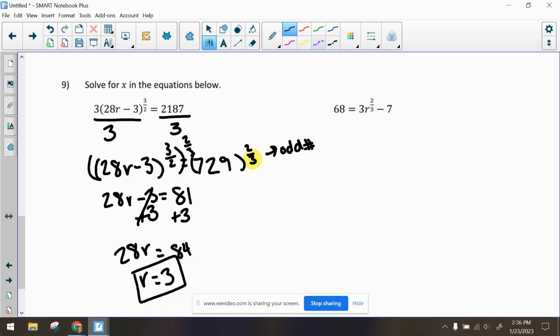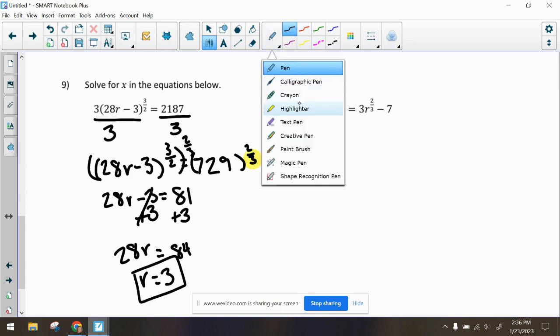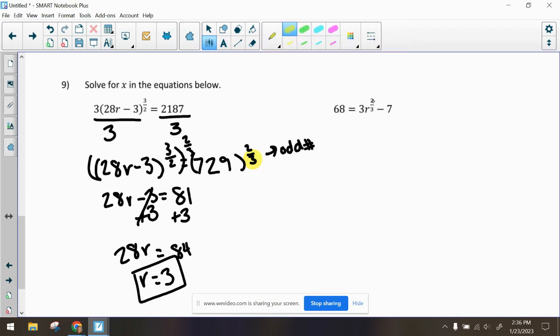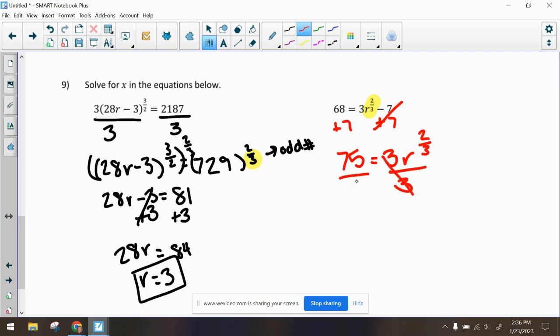When we move on to the next one, we've got a little bit of work to do ahead of time. We don't have parentheses on this one, but we do have to get this part by itself. So to do that, we're going to start by adding 7 on both sides. So that 75 is equal to 3r to the 2/3. Then I'm dividing by 3. So that 25 is equal to r to the 2/3.